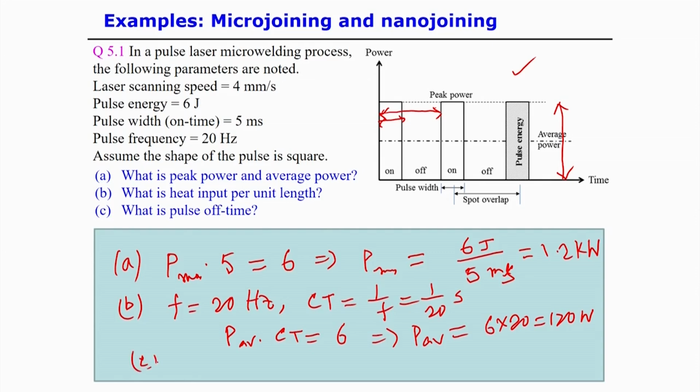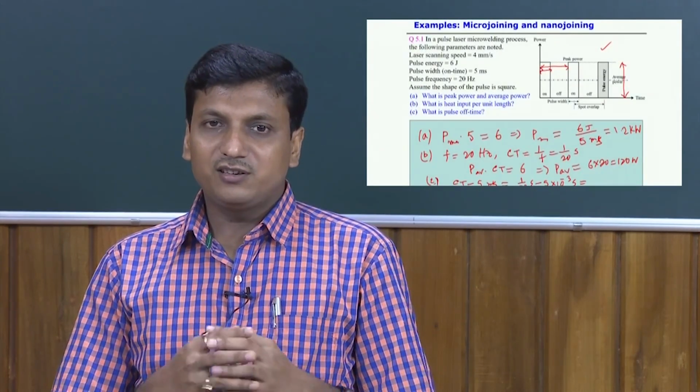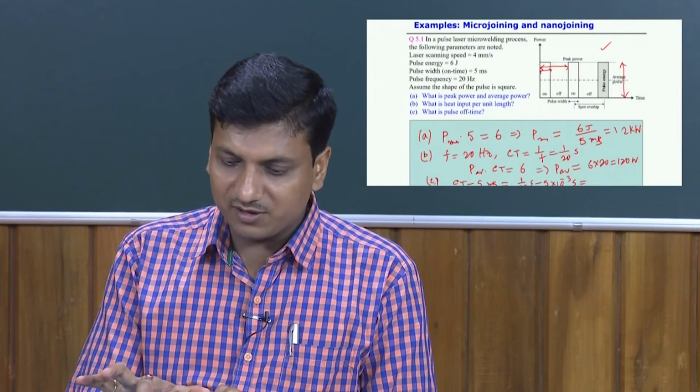And then next part, what is the pulse uptime? So, definitely pulse uptime is the total cycle time minus the pulse on time of 5 millisecond, that means 1 by 20 second minus 5 millisecond, 5 into 10 to the power minus 3 seconds. So, if we estimate this, we will be able to find out the total pulse uptime. So, with these typical characteristics of the pulse parameters, we can find out the other different parameters. So, this is one type of example.